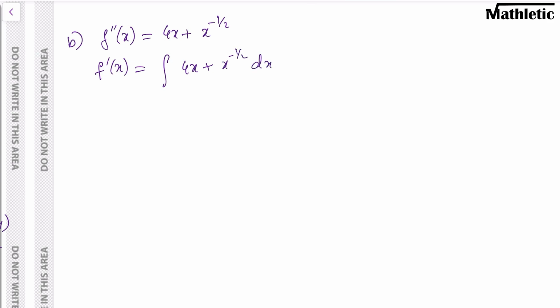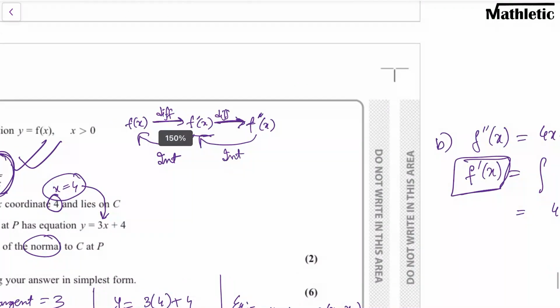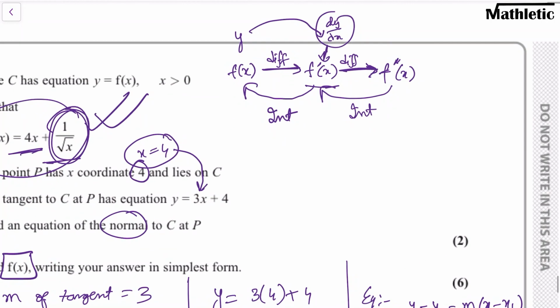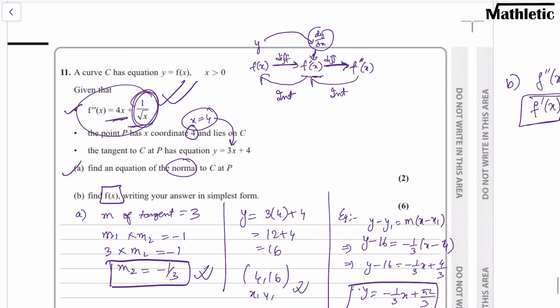So you get 1 plus 1 by 1 plus 1, you get minus half plus 1 by minus half plus 1, plus c. And f prime x is what? dy by dx, right? f of x is actually y. When you differentiate it, you get dy by dx, which is actually f prime x, right? So f prime x is basically the gradient, which we already know.